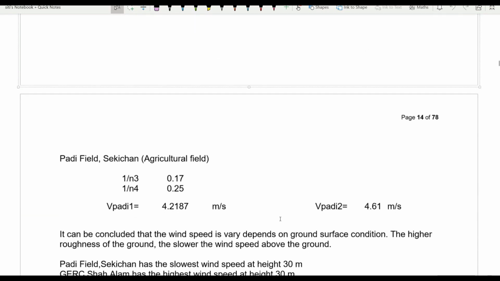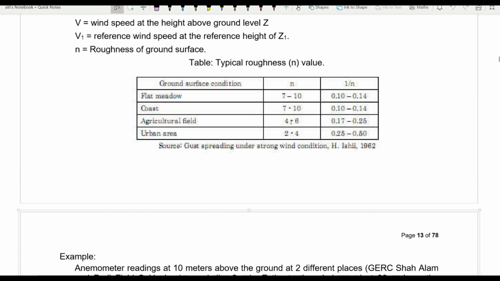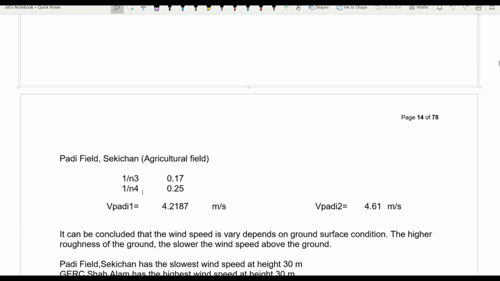Now we calculate using the same equation for paddy field Sekinchan. This paddy field Sekinchan is an agricultural field, which has roughness between 4 to 6. So this is 1 over 4 to 1 over 6. We get the wind speed between 4.2 meters per second until 4.6 meters per second.